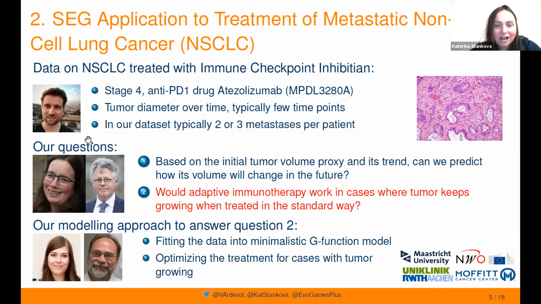And the modeling approach to answer question 2, which we are focusing on in this talk, is that we use a minimalistic G-function model because we know so little. And I really hope we will get some input from you on whether this was a good choice, but I hope it is. And then, for the situation where these tumors grow, we want to see whether we can optimize the treatment. And with that, I give the virtual floor to the main speaker, who is Virginia.